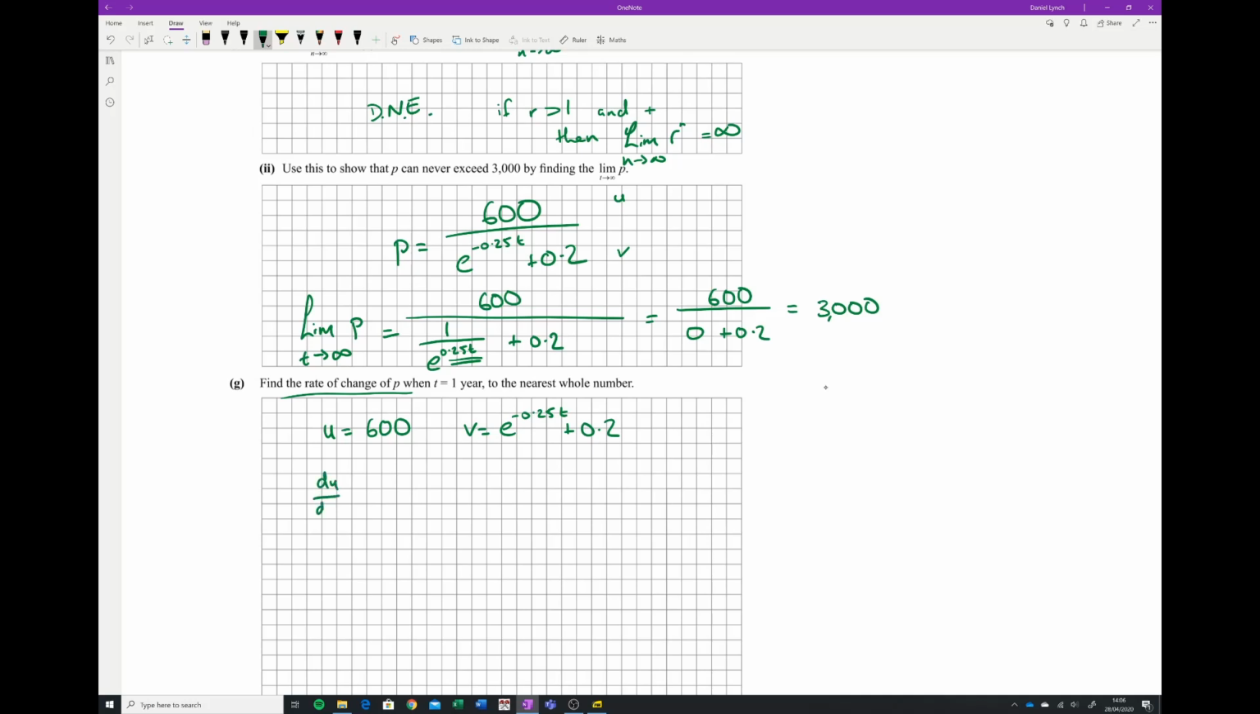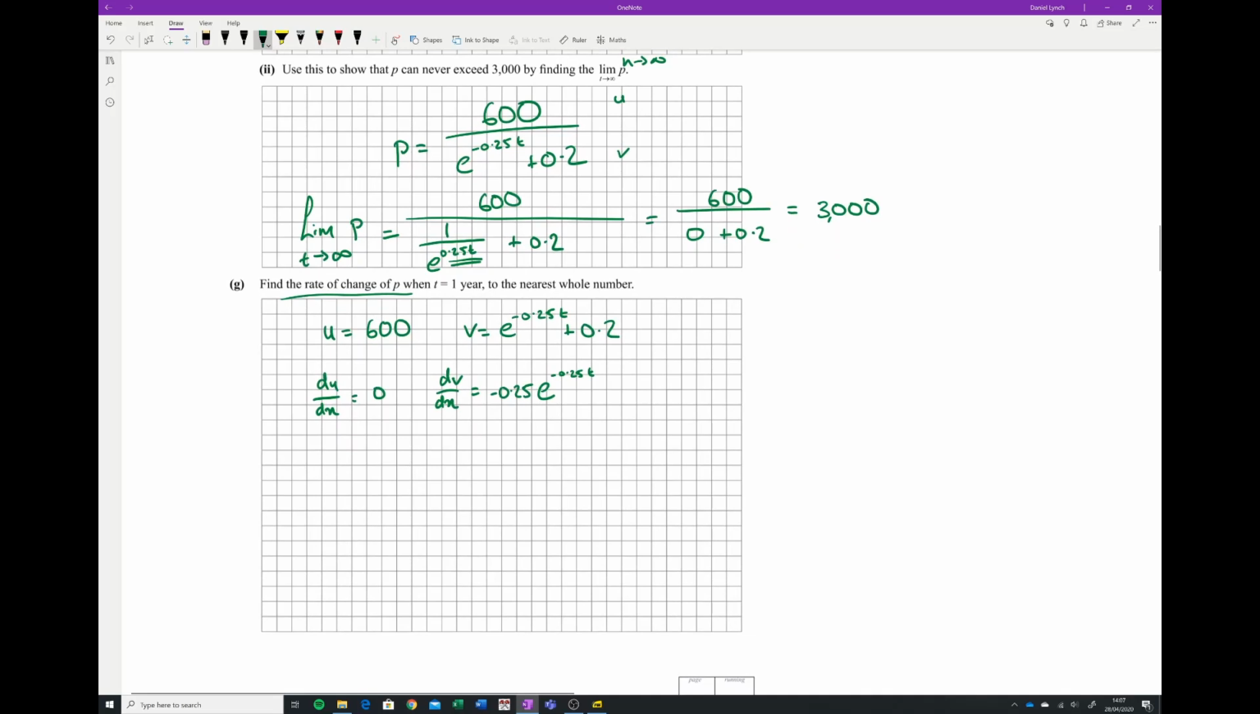So du dx, there's a few others that I can think of. dv dx is that. It's important that you can remember how to differentiate these things. Whenever you have e, you should write it down immediately again, whatever it is, and then you multiply by whatever that thing is differentiated. So that is minus 0.25 times it, plus 0.2 becomes nothing. And now it's just a matter of getting out the quotient rule.